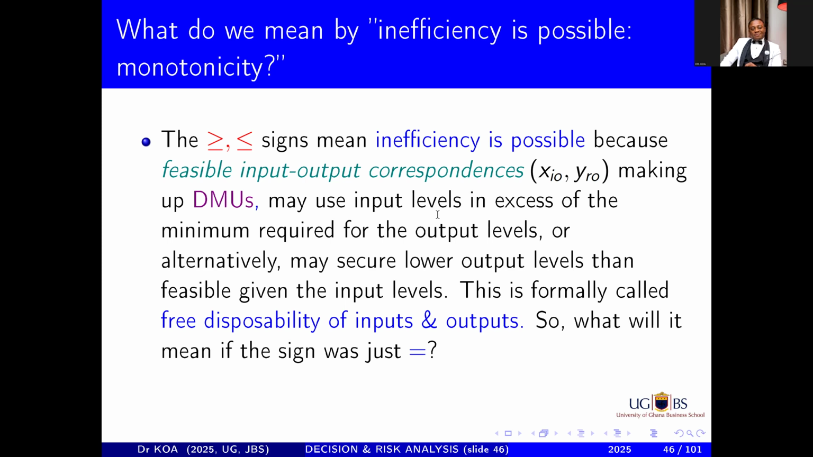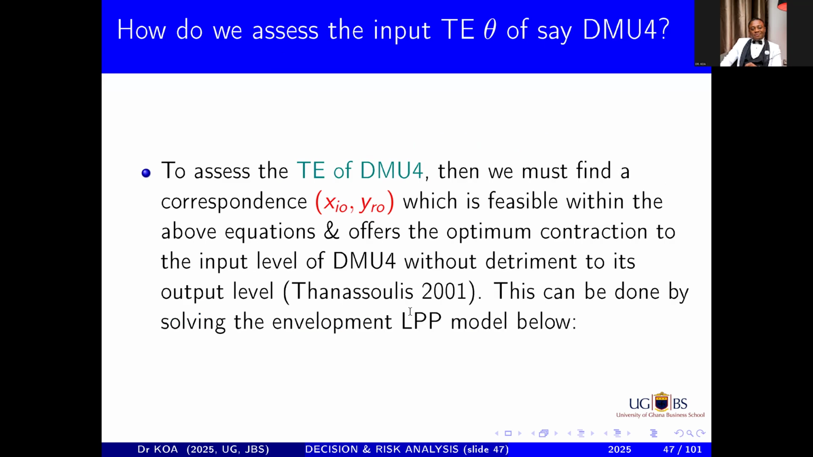So I've said this already. What will it mean if the sign was equal to? If the sign was equal to, it means that the DMU is efficient. What does that mean? It means that that particular unit has got an efficiency score equal to what is required by the system. That's a very beautiful thing.